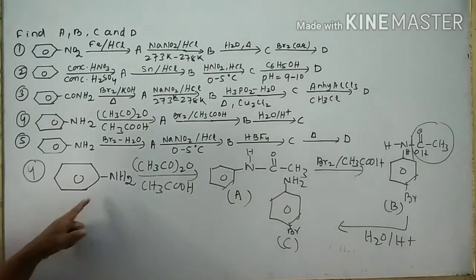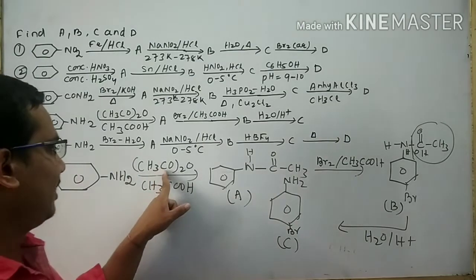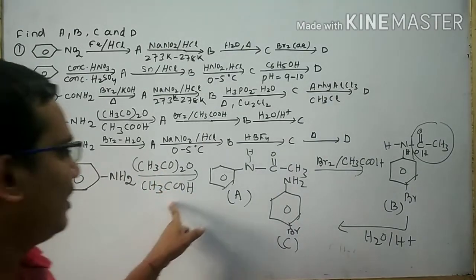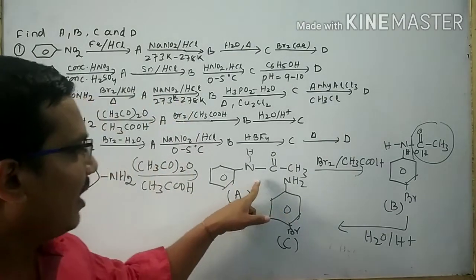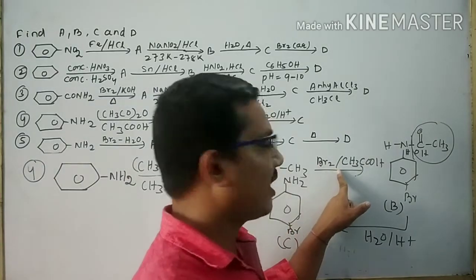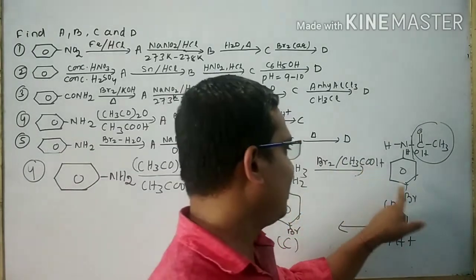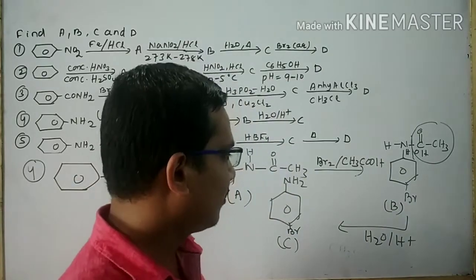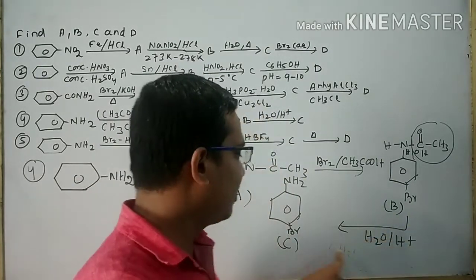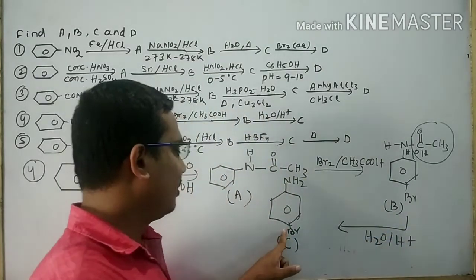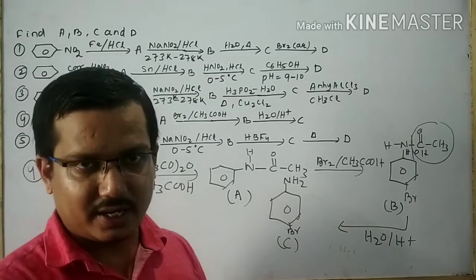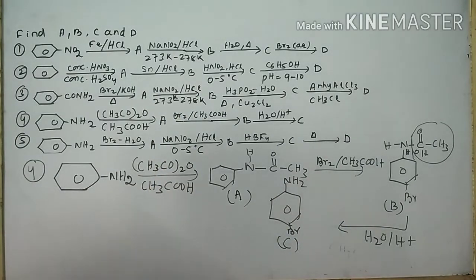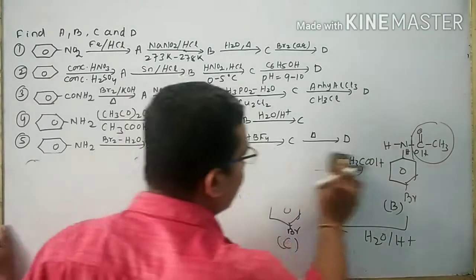Again I will repeat. Aniline is subjected to reaction with acetic anhydride in the presence of acetic acid. The product A is formed, and this A product is subjected to reaction with bromine in the presence of acetic acid. Then B product is formed, and the B product undergoes acid hydrolysis to form the C product, that is para-bromo-aniline. Next I will do question number 5.